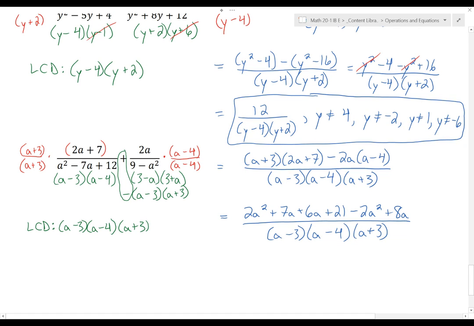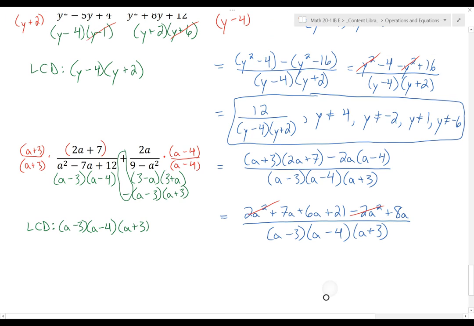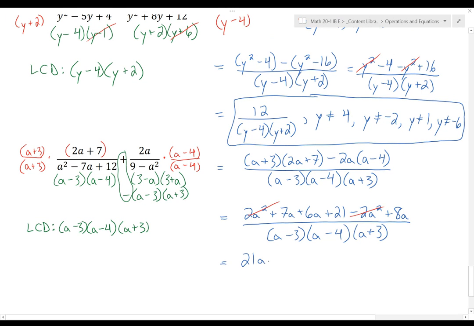The 2a squareds in the numerator are going to cancel, which is nice because then it means I don't have a quadratic. 7a plus 6a plus 8a is 21a. So I've got 21a plus 21 over a minus 3, a minus 4, a plus 3.